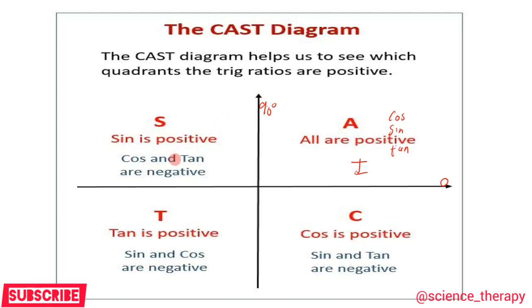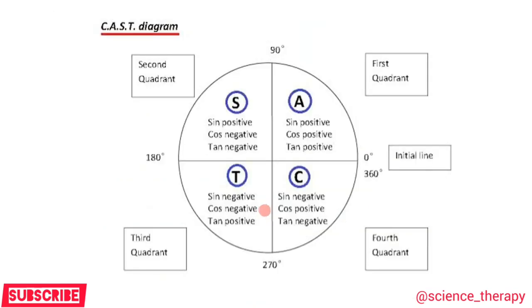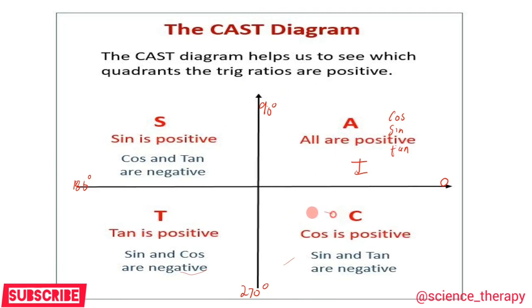Then in the second quadrant, it is only sine that is positive, right? Between the angles 90 to 180 degrees. So we have sine being positive there, but cos and tan are negative. Then in the third quadrant, between 180 and 270 degrees, we have tan being positive, but sine and cos are negative. Then in the fourth quadrant here, we have cos being positive and sine and tan are negative, right? So this is between the angle 270 and 360 degrees.